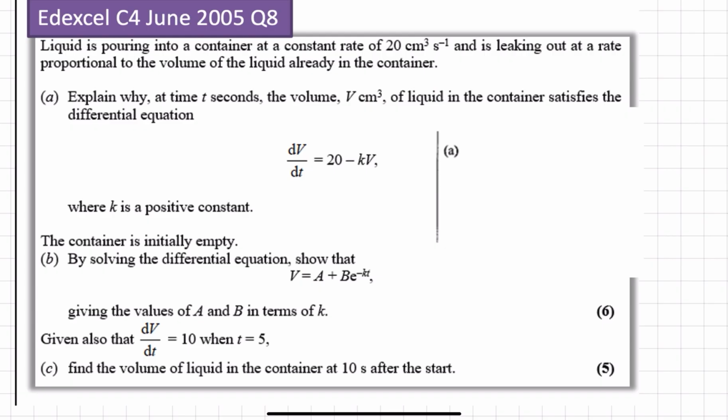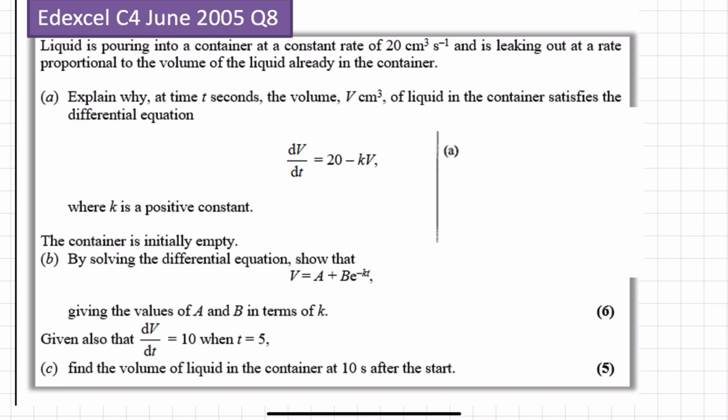So liquid is pouring into a container at a constant rate of 20 cm³ s⁻¹ per second, and it's leaking out at a rate proportional to the volume of the liquid already in the container. Explain why at t seconds the volume V of the liquid satisfies the following equation, where k is a positive constant. Okay, so dV/dt is the rate of increase of volume with respect to time. That makes sense.